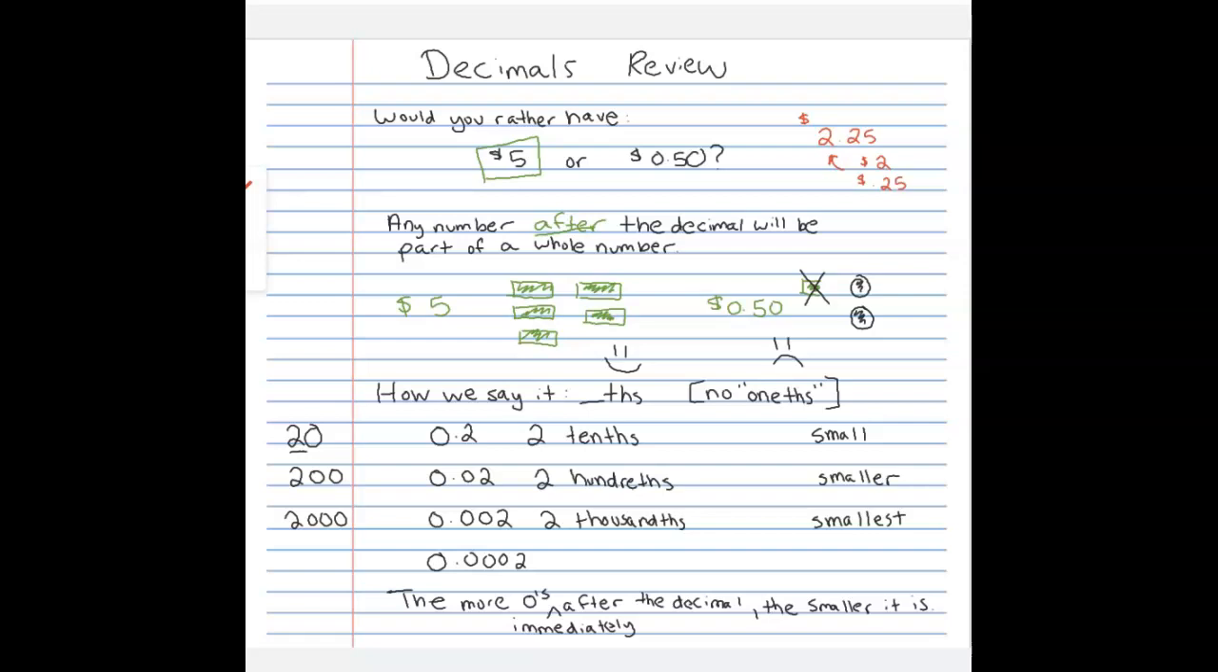If I were to put a 0 right here, the number doesn't get smaller. It's still the same. So that's why I'm saying immediately after the decimal. So if I were to put a 0 here, it stays the same. So what we really need to think about is immediately after the decimal and before the first non-zero number.